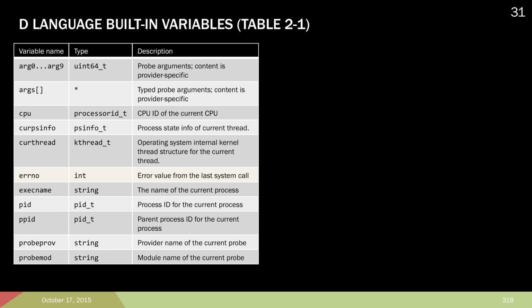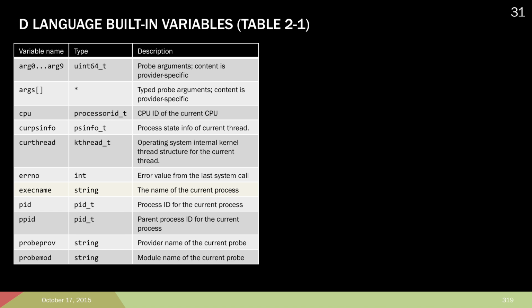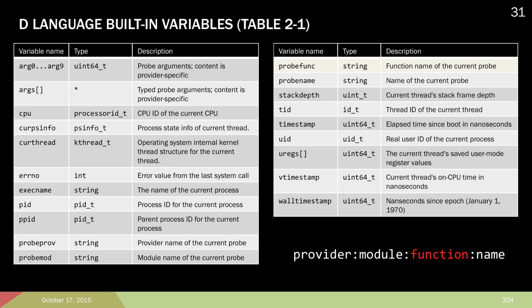errno, the error value from the last system call. execname, the name of the current process. And pid is process ID. ppid is the parent process ID. probeprov is the provider name of the current probe. probemod for module, probefunc for function, and probename for the probe name.